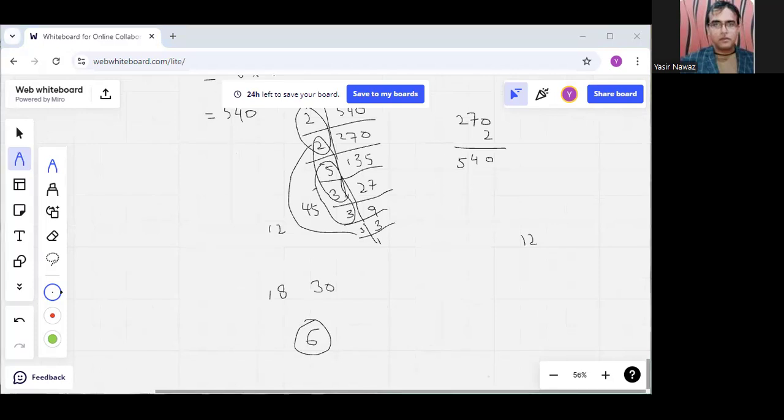Their LCM would be 90. So this was the paper, and this paper was held in 2024, so that is one of the latest papers. I have done all the questions. Now I end this video. Okay, bye.